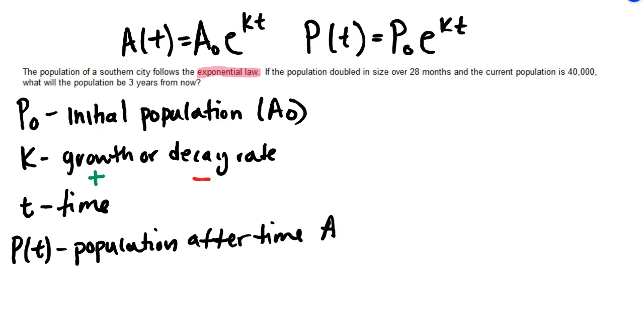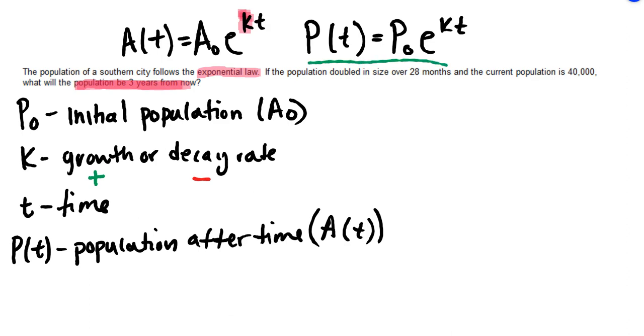And that would also be, if you're using the A's, A of t. So that's going to be the amount you have after a certain period of time. So in order for us to answer this question, we really need the growth rate. We need the value of k to be able to answer this question about what will the population be 3 years from now.